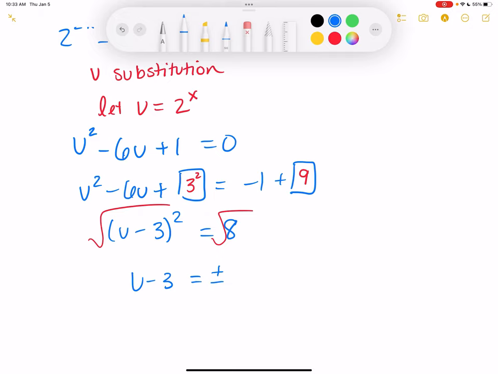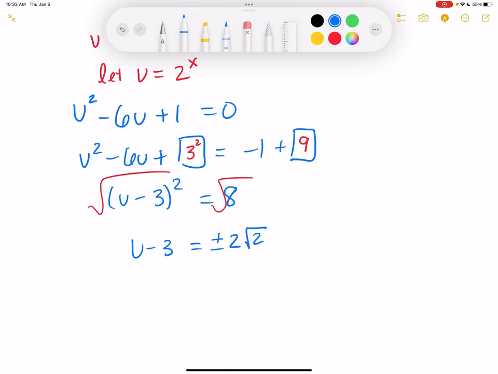I can take something out of that. So it's 2 root 2. Okay. So then, move the 3 over to the other side. So u equals 3 plus or minus 2 square root of 2.